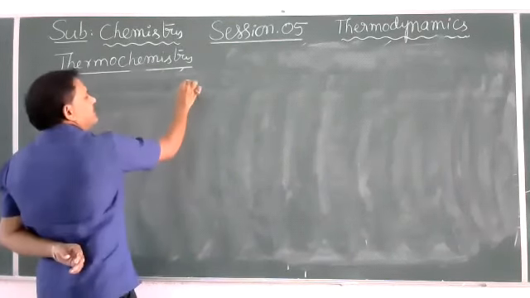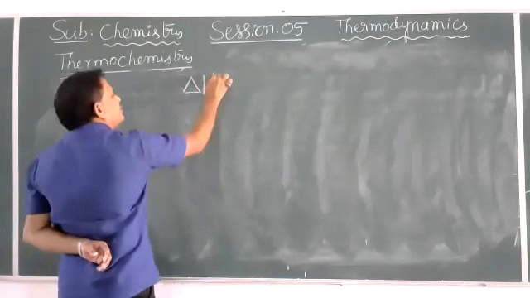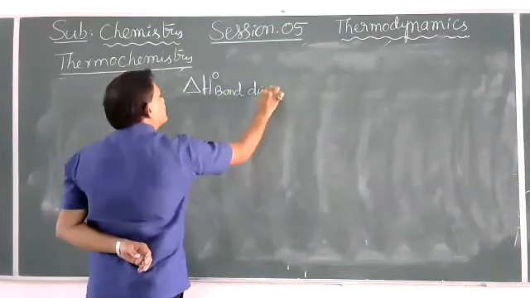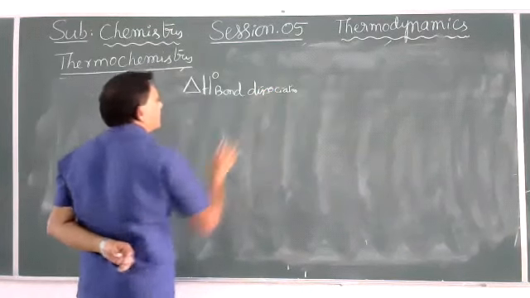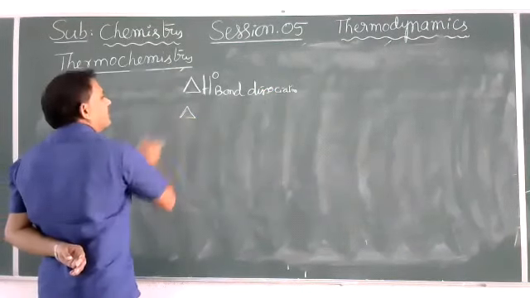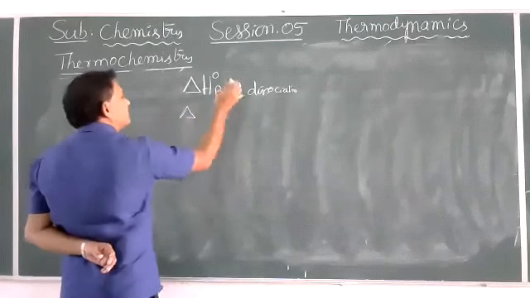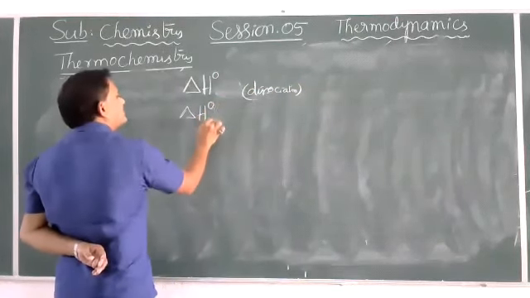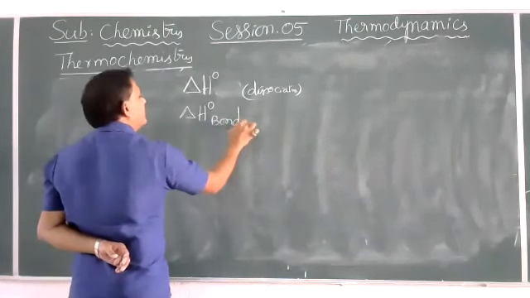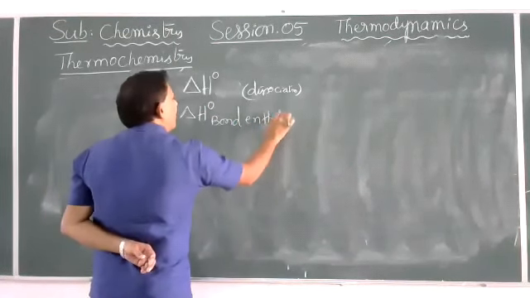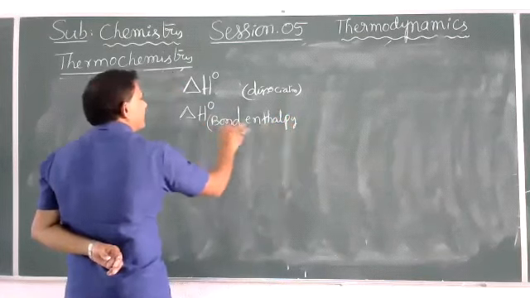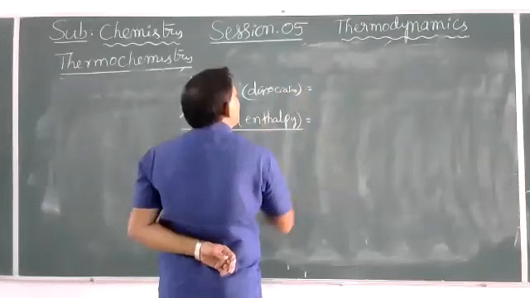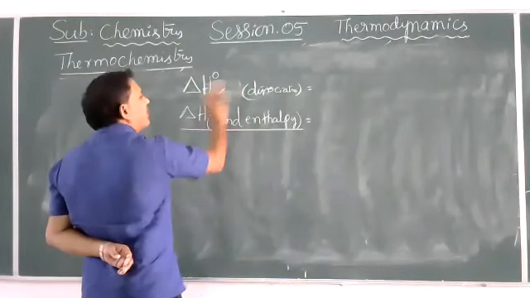So here delta H naught, bond dissociation energy, and bond dissociation, or simply dissociation, we can use. And another one is bond enthalpy. So the bond enthalpy and bond dissociation are slightly varied and differ; both are not the same.